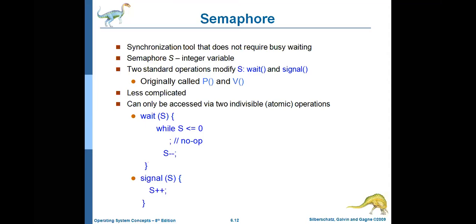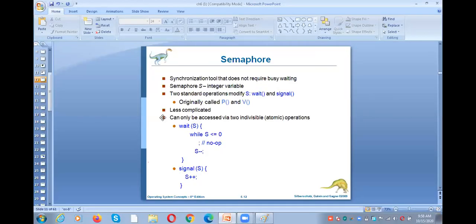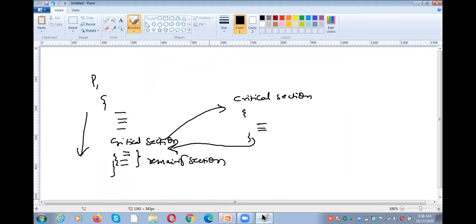So what is the wait operation? Wait operation means decrementing the semaphore value by 1. Okay. What is the signal operation? Incrementing the semaphore value by 1. So let me explain to you with the help of Paint.